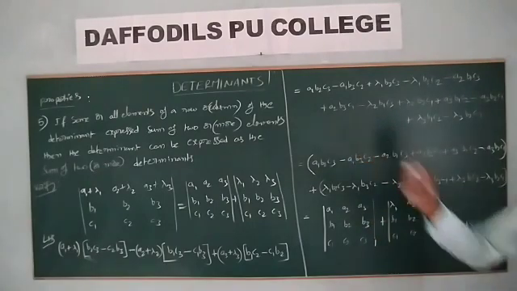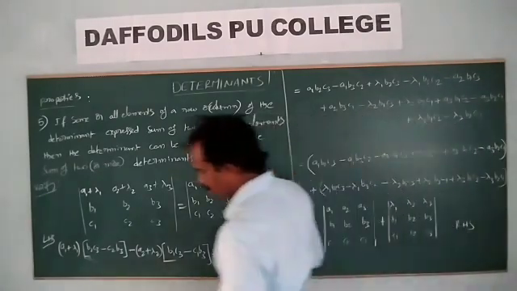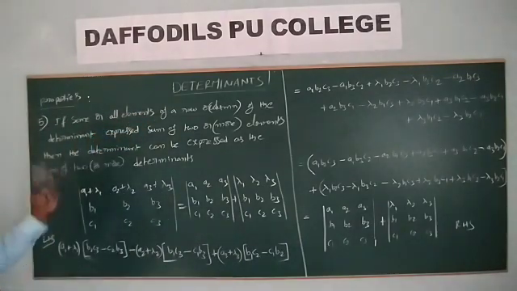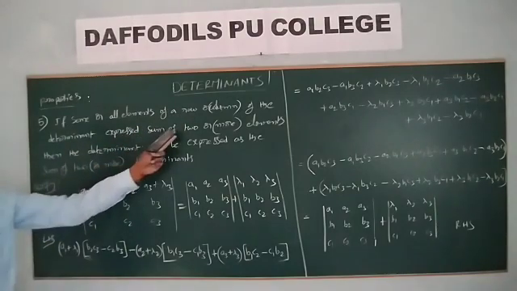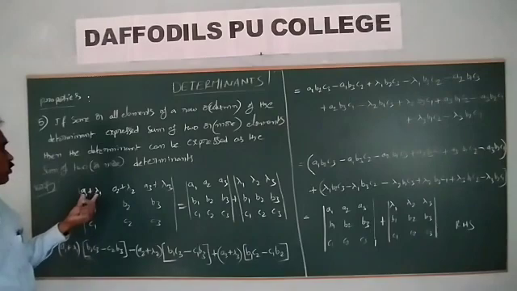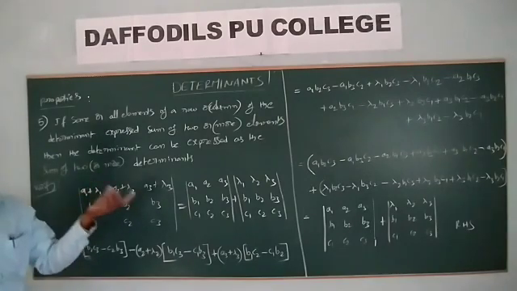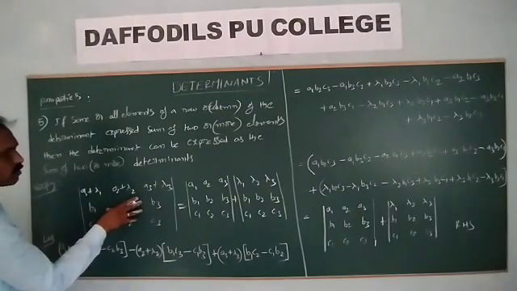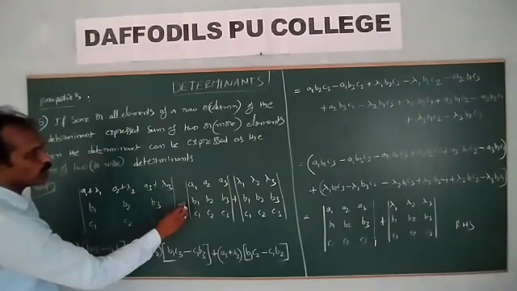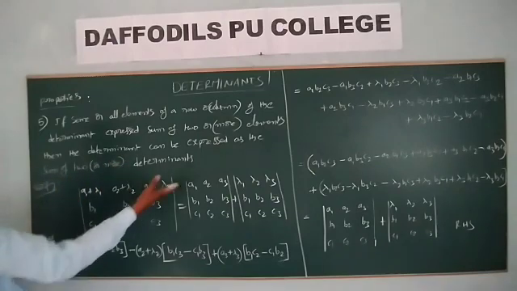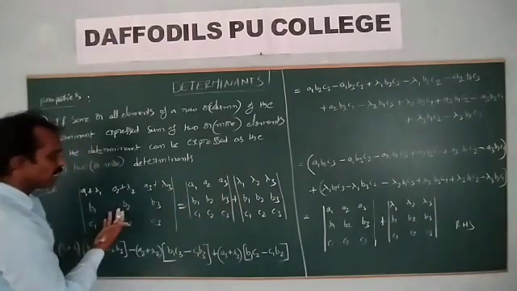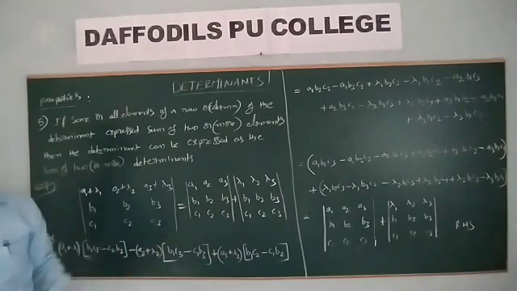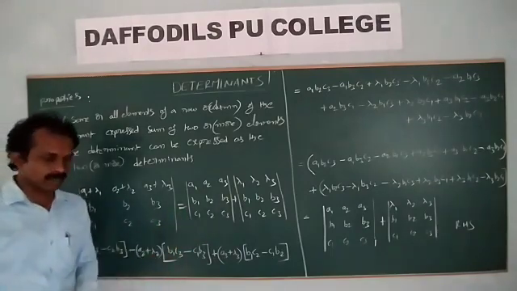What is the property? If some or all elements of a row or a column of the determinant are expressed as a sum of 2, sometimes 3, 4, like that, 2 or more elements, then this full determinant can be expressed as the sum of 2 or more determinants. So this is LHS to RHS. This is the fifth property. This is the verification.